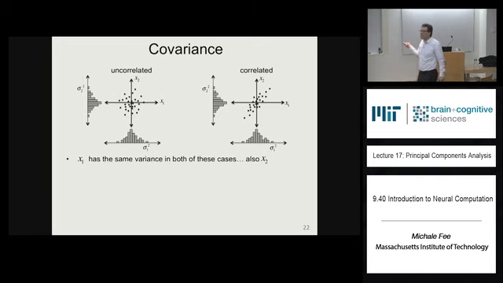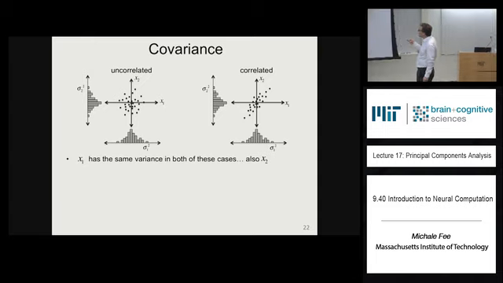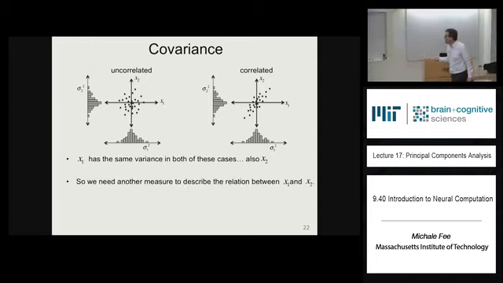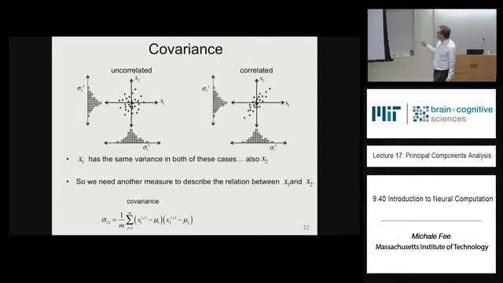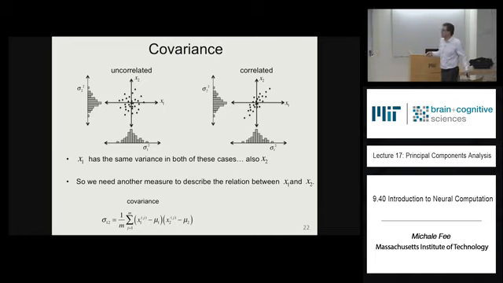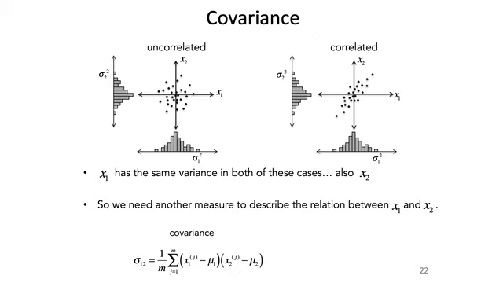So we need something more than just describing the variance of x1 and x2 to describe these data, okay? And that thing is the covariance, all right? And it just says, how do x1 and x2 co-vary? If x1 is big, does x2 also tend to be big? In this case, the covariance is 0. In this case, the covariance is positive.